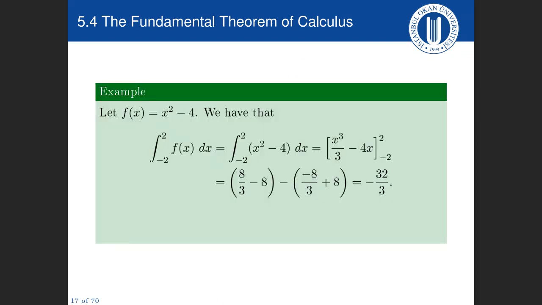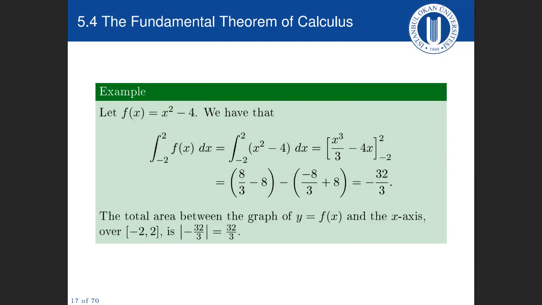Let me start with a different example. Think about the function f of x is x squared minus 4. I'll leave it for you to check later that the integral of f between minus 2 and 2 is minus 32 over 3. If we say that all area should be positive area, then we can say that the total area between the graph of y equals f of x and the x-axis between minus 2 and 2 is the absolute value of minus 32 over 3, or 32 over 3. We make all area positive.